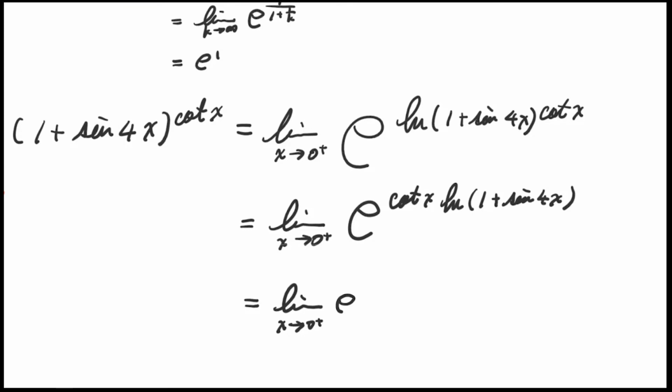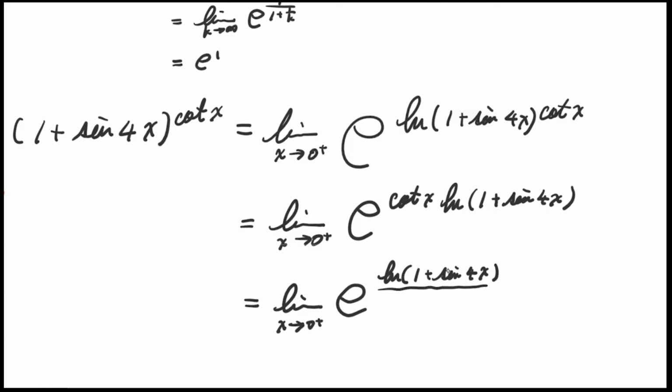Limit of x approaching 0, and then e to the, now let's just check. As x approaches 0, this is infinity, right? And this is ln 1, which is 0. So we have infinity times 0 again, which is very similar to what we just did, right? So I'm going to tweak it one more time. And I'm going to write it like this: ln of 1 plus sine 4x.